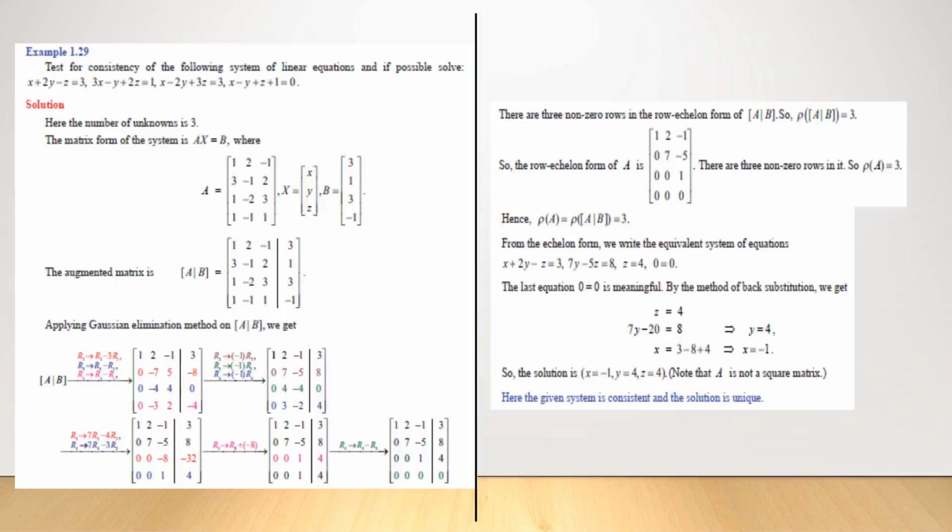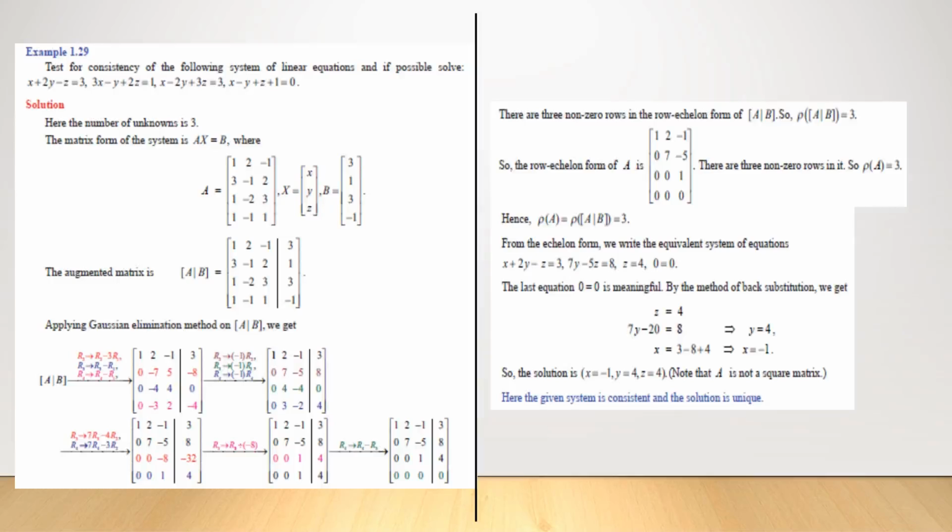Let us see example sums for the Rouché-Capelli theorem. See this first example, chapter 1, example 29. Test for consistency of the following system of linear equations and, if possible, solve. Four equations are given. Here we are going to test the consistency, that is, identify whether it is consistent or inconsistent. If it is possible, that is, if it is consistent, solve means to find the unknown solutions. Let us see the solution.